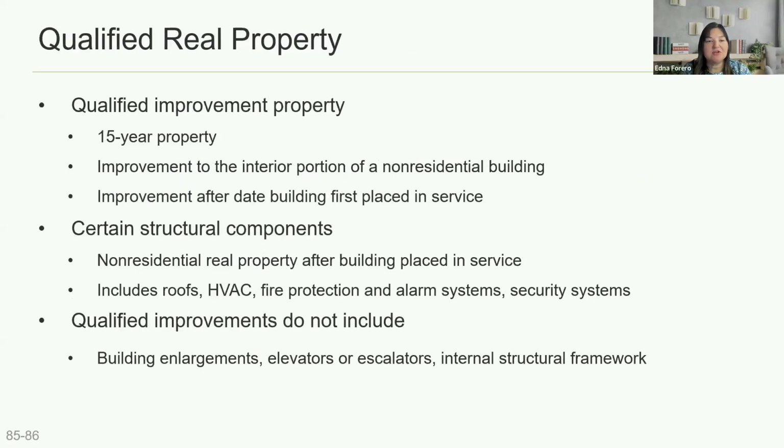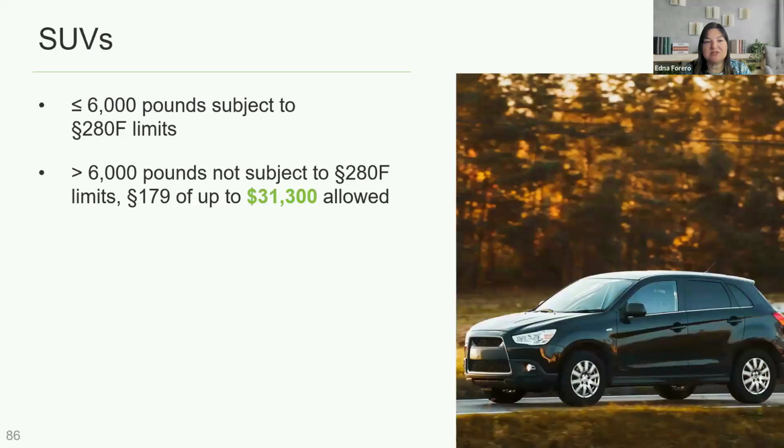Qualified real property that we're going to look at as well is improvement property with a 15-year life, improvement to the interior portion of a non-residential building, or after the date the building was placed in service. Certain structural components like non-residential real property, roofs, HVACs, fire protection and alarm systems or security systems. Qualified improvements do not include building enlargements, elevators or escalators, or internal structural framework. So you may have to take out some walls or perhaps change or secure some walls inside the building, and those would not be allowable under this option.